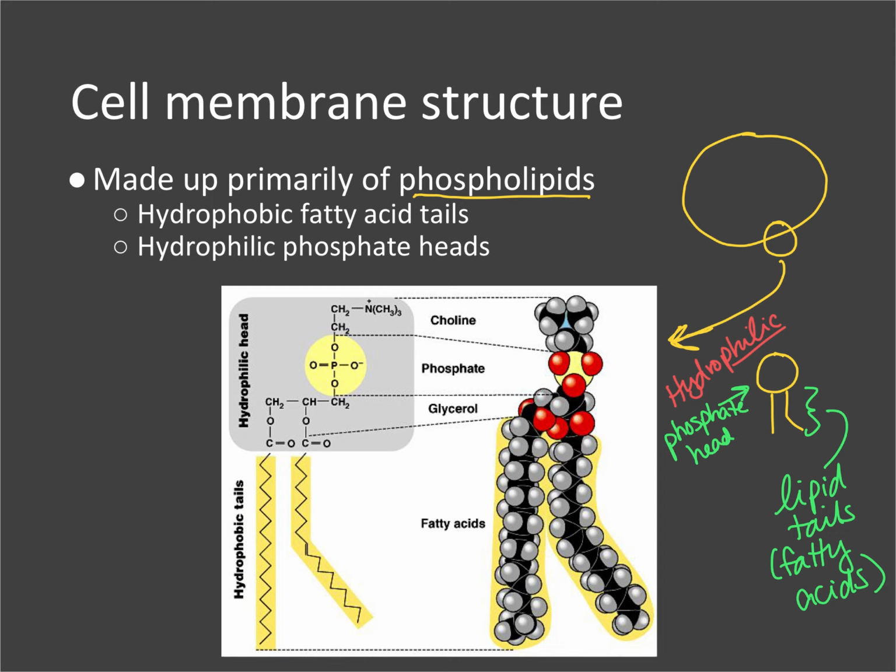Whereas the lipid tails are hydrophobic, meaning that they are repelled by water, so they don't like to be in contact with water. And this is really important because it basically determines what can cross the cell membrane and what can't. And it also determines what the cell membrane looks like. So on the next slide, I believe we're going to take a look at that cell membrane structure a little more closely.